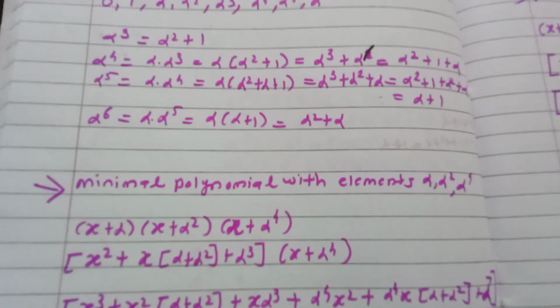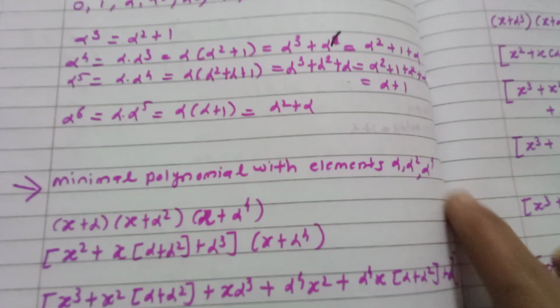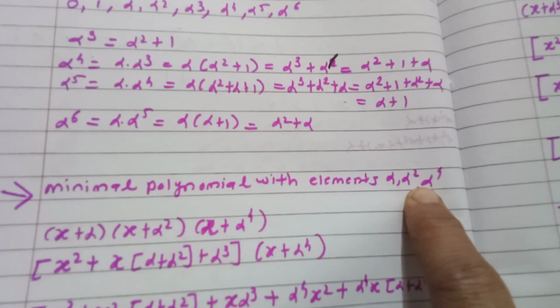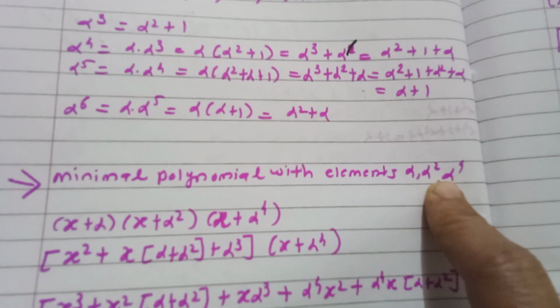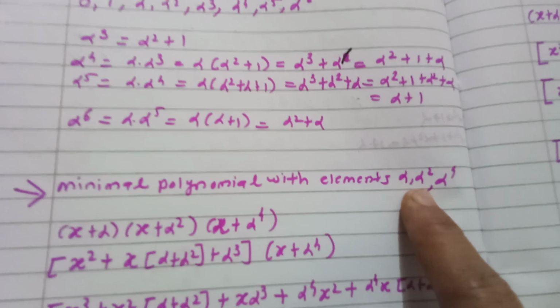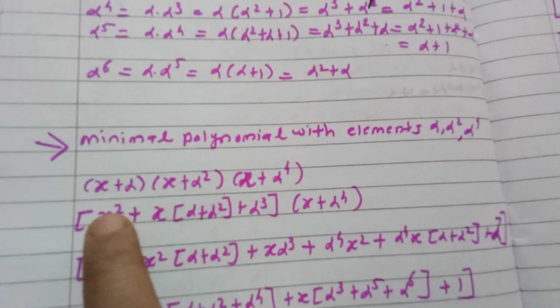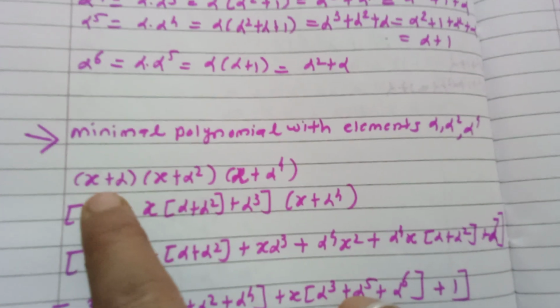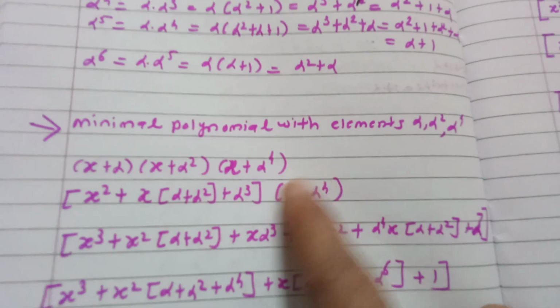Next, let us obtain the minimal polynomial with elements alpha, alpha square, and alpha raised to 4. Now, why these three constitute one minimal polynomial was explained in that video, so you can check that video. So you will get to know why these three form one minimal polynomial. How to obtain that minimal polynomial? That is equal to x plus alpha times x plus alpha square times x plus alpha raised to 4.